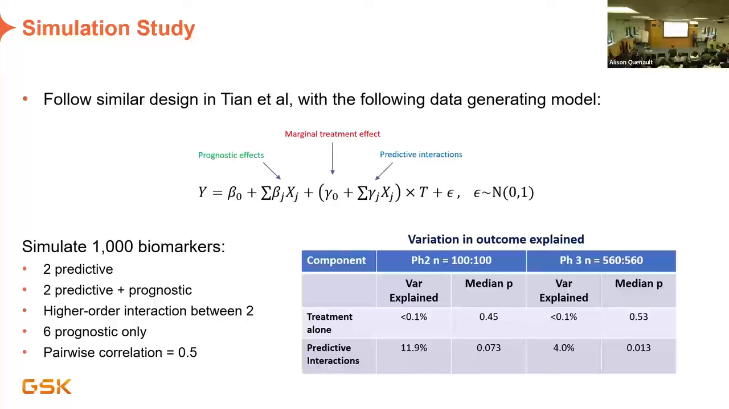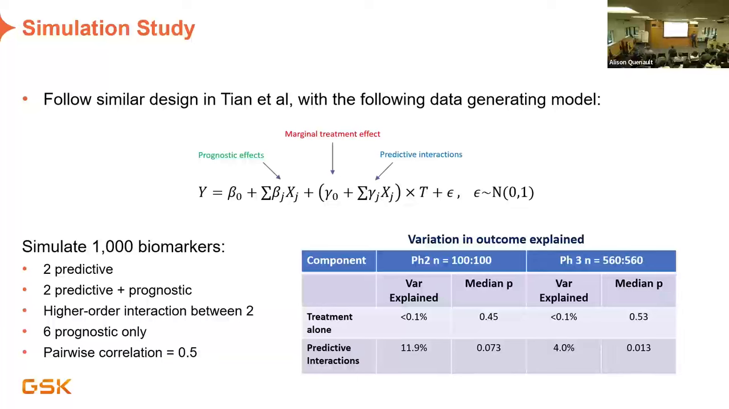And that higher order interaction, is it in the prognostic effects or the predictive interactions? It's one of the predictive only. Oh, sorry, it's between two predictive effects, one of which is predictive only and one of which is predictive and prognostic. I think I've remembered that correctly. It's definitely between two of the predictive effects. And all of the terms are equal, I should say.